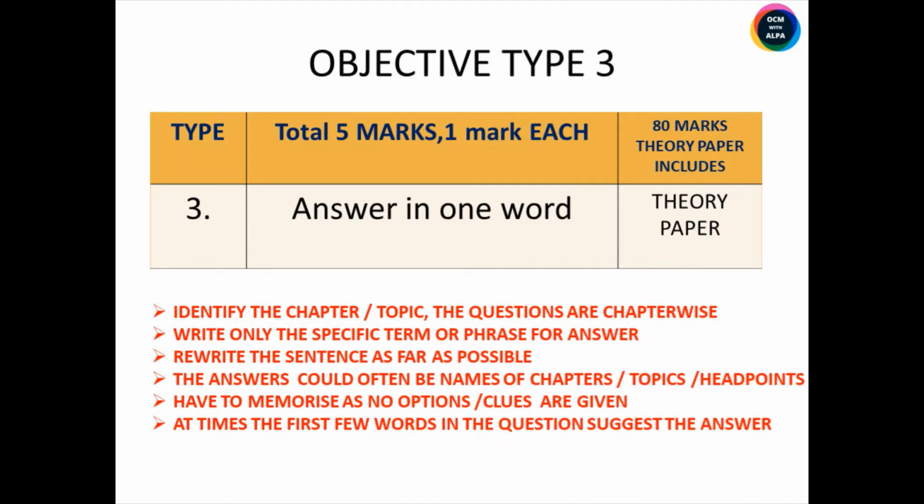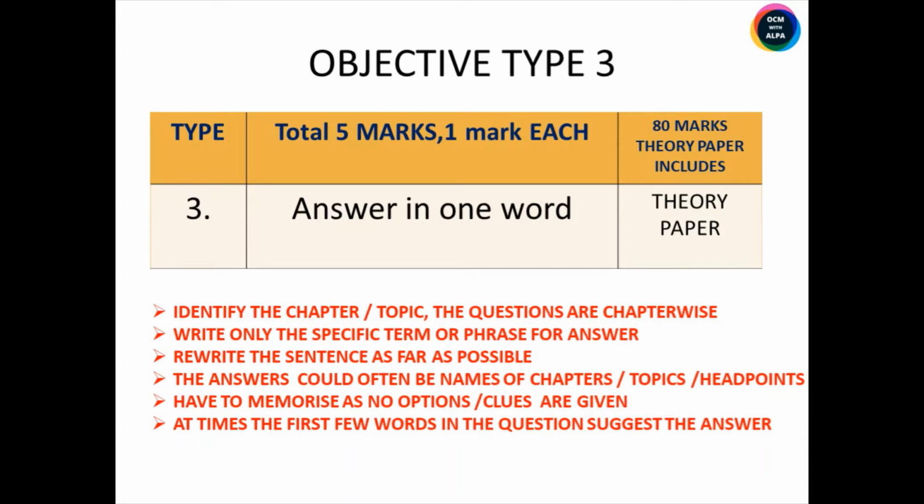We now move on to objective type number 3, which is answer in 1 word. Here, students, the tricky part is there are no options, there are no choices given. You have to memorize your answers. You have no clues which will suggest what the answer is talking about. But within the question, you will find some clues lying somewhere. So when you start answering this question, first, please identify the chapter from which the question seems to be asked. Also, you will be required to answer only a specific term or a phrase, not an entire sentence, obviously.